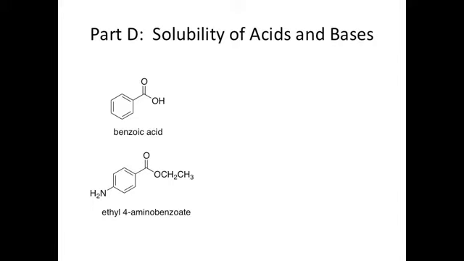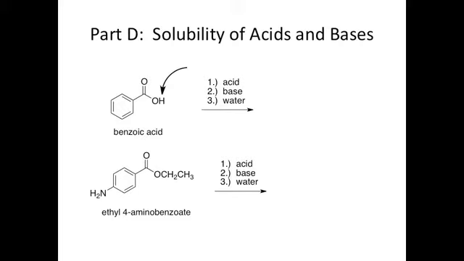Part D is actually really important and really interesting. So what's going on here is we've got 2 different compounds, benzoic acid and ethyl aminobenzoate, and we're going to be testing the solubility of these different compounds under acidic, basic, or neutral conditions. Now, what I really want to point out is that the benzoic acid is an acid, right? So it's got an acidic proton. That acidic proton can leave as H+, and under different conditions, it's going to be more likely to do so or less likely to do so.